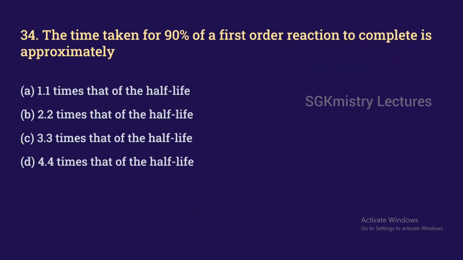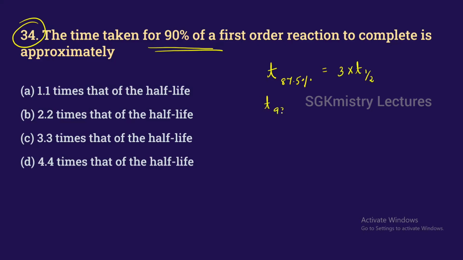Okay. Yes. Question number 34. The time taken for 90% of a first order reaction to complete is approximately. So here also we are going to use the approximation method. I've given you the formula. So for 87.5% completion, the time taken, we have 3 into T half.